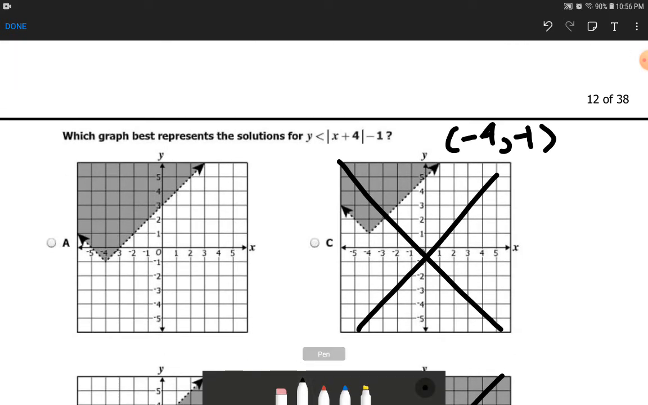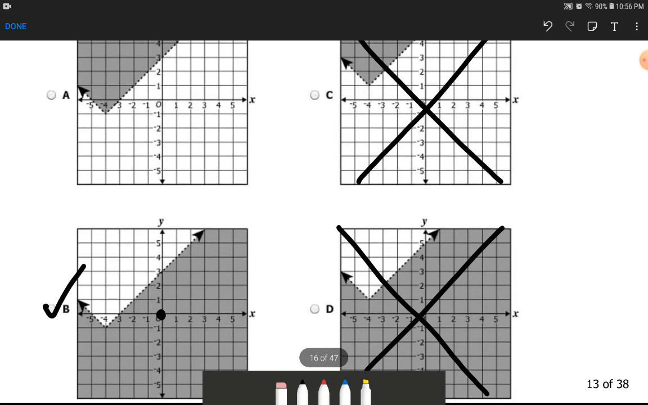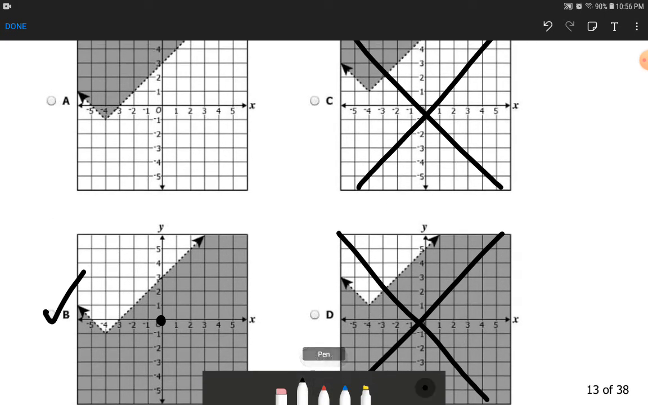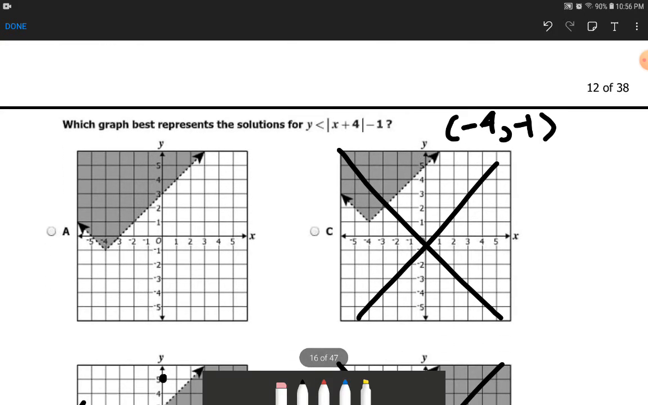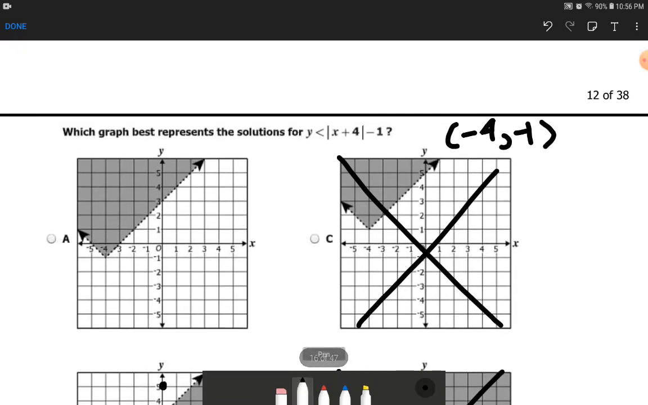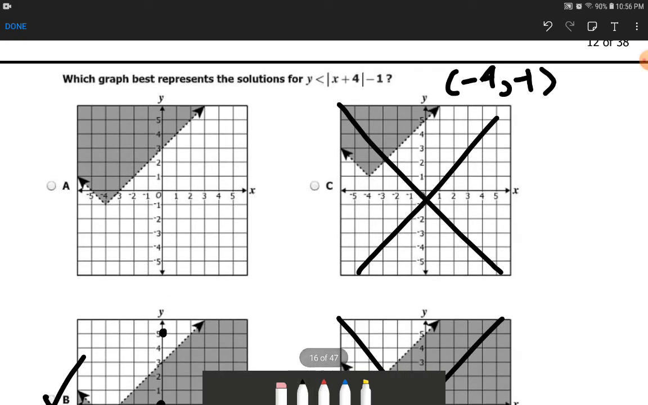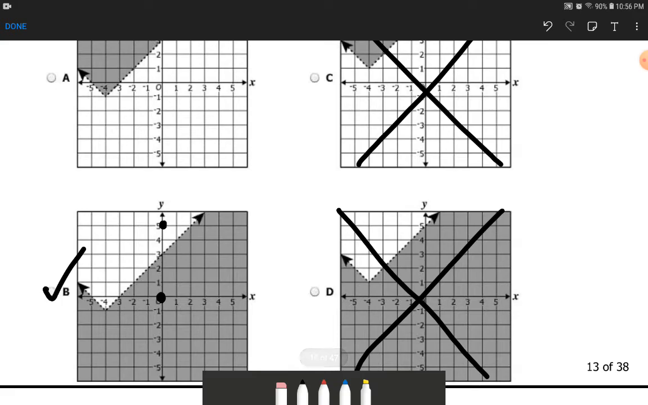So if x equals 0, 0 plus 4 is 4. Absolute value of 4 is 4. 4 minus 1 is 3. And 3 would be greater than 0 when y equals 0. Let's try it with a point outside the shaded area. 0, 5. When x equals 0, plus 4, we get 3, and 5 is less than 3, which is incorrect, so B is the answer.